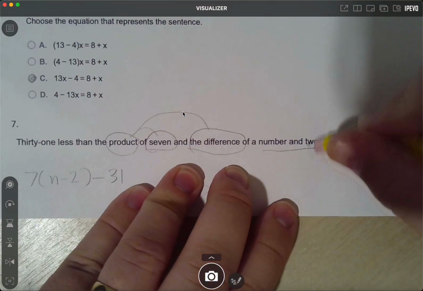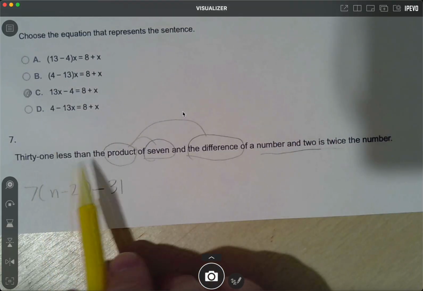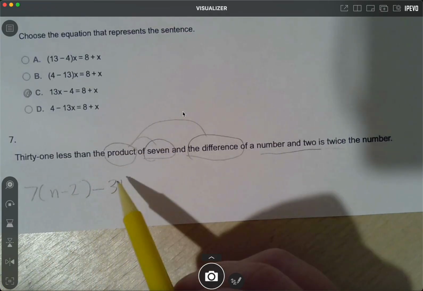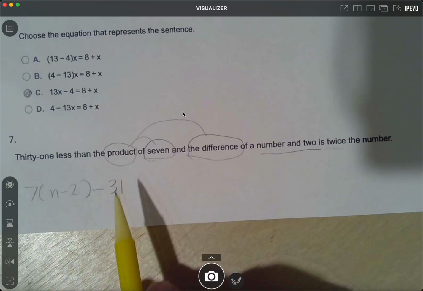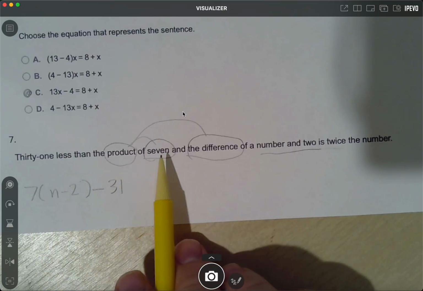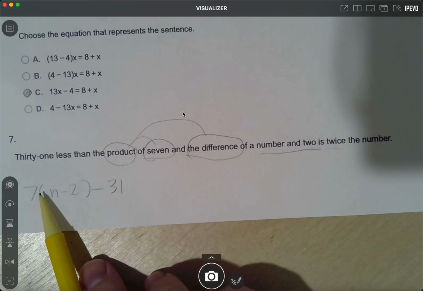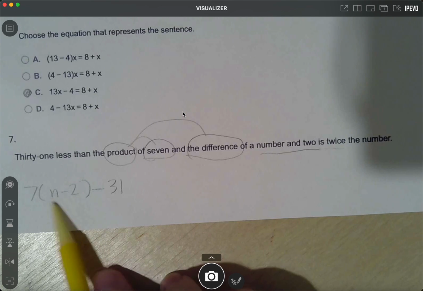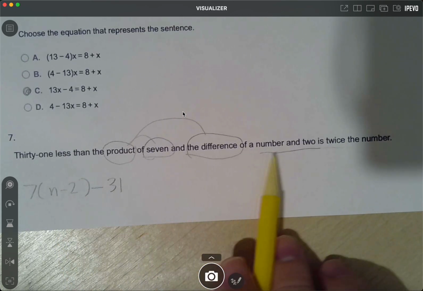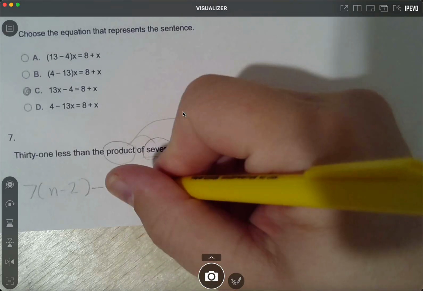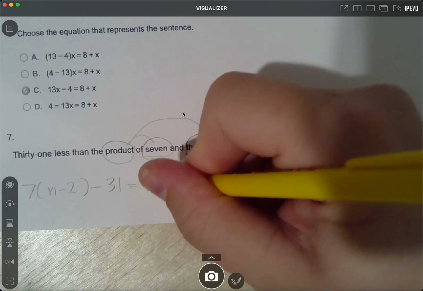All right. That is a mouthful, but think about those wordings again. So 31 less than, at that point, you know it's minus 31, and then whatever they say second is actually what goes first. Again, if there's a product of something, that means two things are multiplying. So 7 and some sort of difference are multiplying. So 7, and I need parentheses here because I don't know what this difference is, but a difference is two other pieces. Now what are those two other pieces? A number and 2. From there it says is, so that's equals, twice the number, 2n.